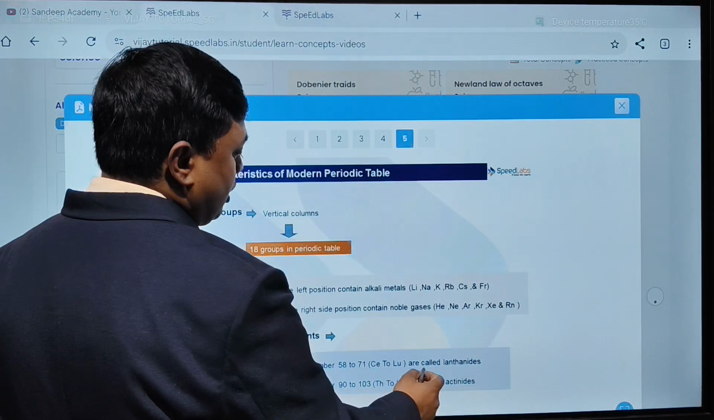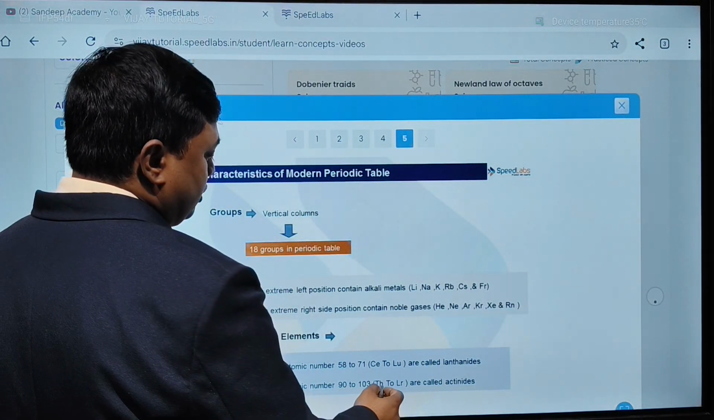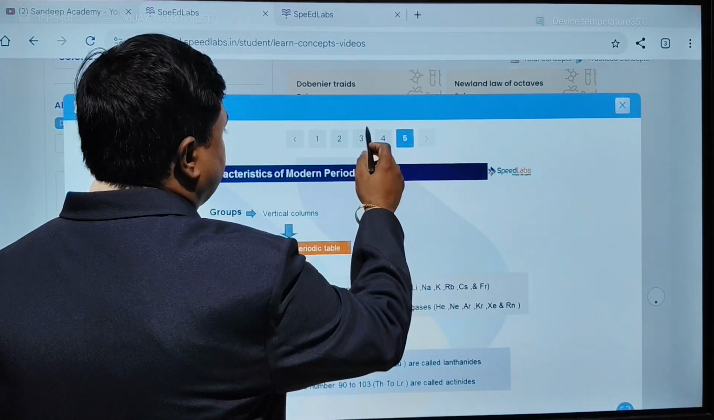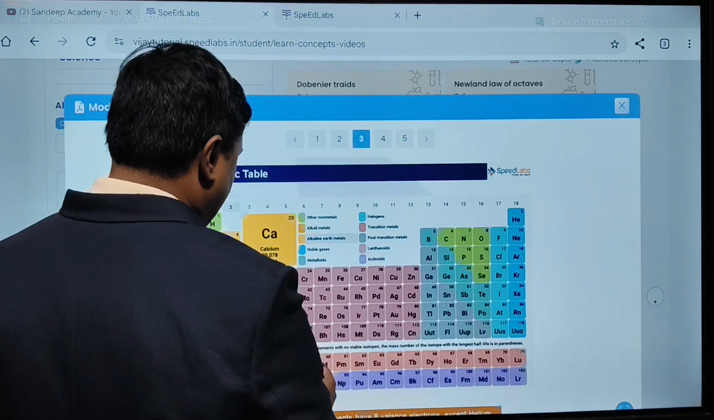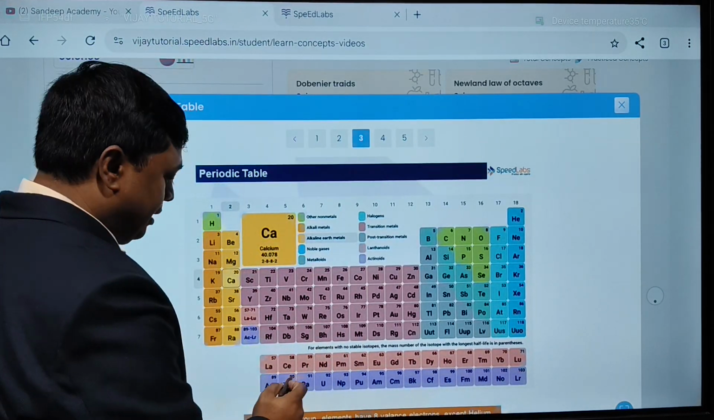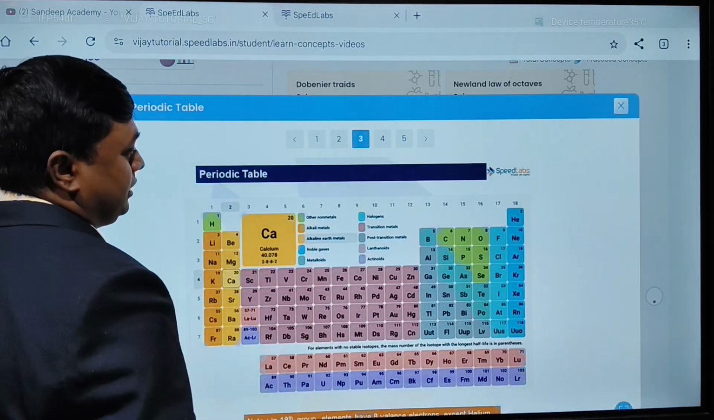Inner transition elements are there: 14 elements with atomic number 58 to 71, cerium to lutetium, are called lanthanoids. And 14 elements with atomic number 90 to 103, thorium to lawrencium, are called actinides. You can see here. Cerium to lutetium are lanthanoids because they come after lanthanum, and thorium to lawrencium come after actinium, so they are actinoids. Is it clear?